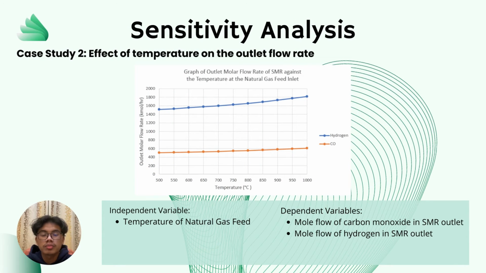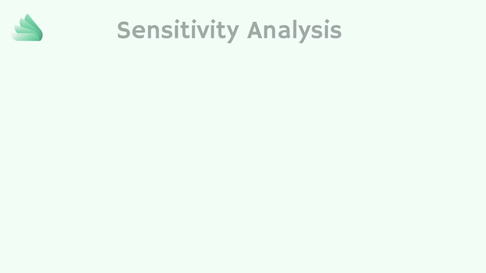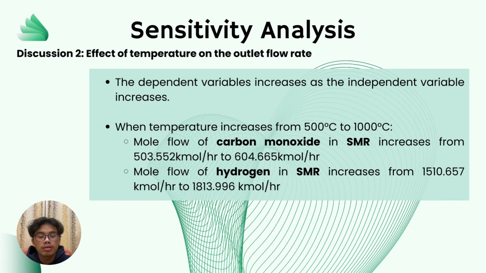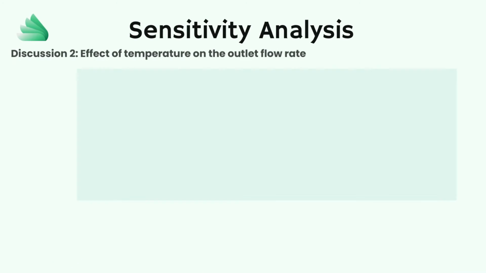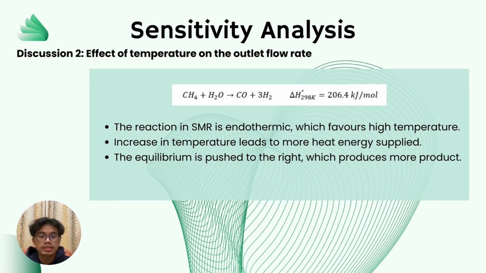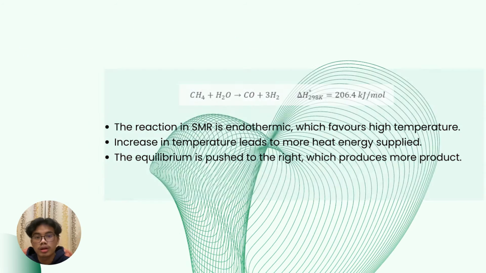In case study 2, we observe the effect of temperature on the outlet flow rate. The selected independent variable is the temperature of natural gas feed. The dependent variables are the mole flow of carbon monoxide and hydrogen in the SMR outlet. From the simulation, it is observed that the outlet molar flow rate of CO and hydrogen increases as temperature increases. As the reactions that take place in the SMR are endothermic, it favors high temperature conditions. The increase in temperature supplies more heat energy, which pushes the equilibrium forward and produces more product.